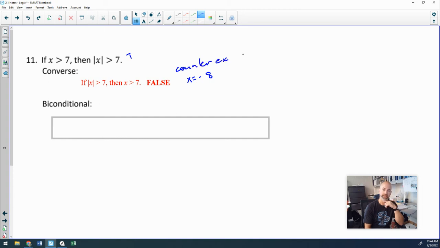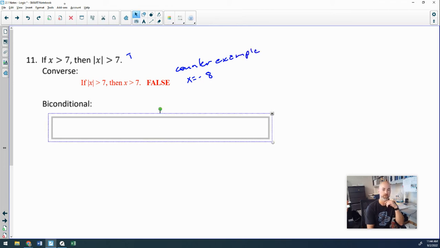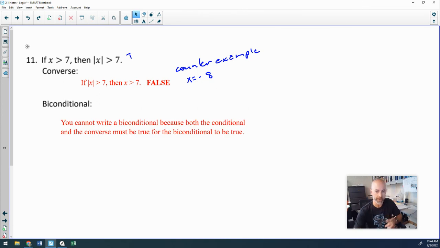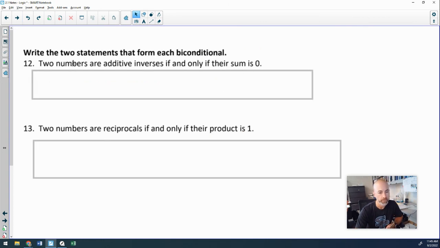And because the converse was false, you cannot write a biconditional. So you won't have anything here. You cannot write a biconditional because in order for a biconditional to be written, you have to have both a true converse and the original conditional.